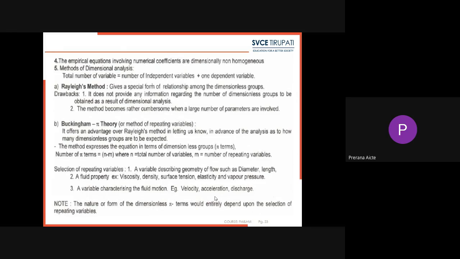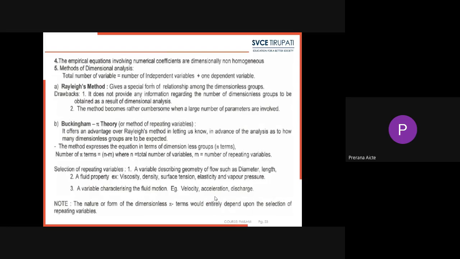The methods of dimensional analysis are simply based on the condition that the total number of variables should be equal to the number of independent variables plus one dependent variable. So to go for the method of dimensional analysis, the fundamental condition is that the total number of variables should be equal to the number of independent variables plus one dependent variable. For this, we have mainly two methods, that is Rayleigh's method and the Buckingham Pi theorem method.